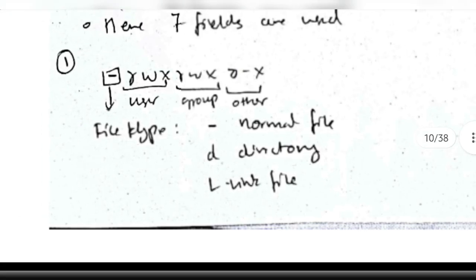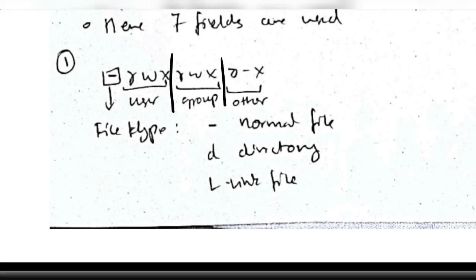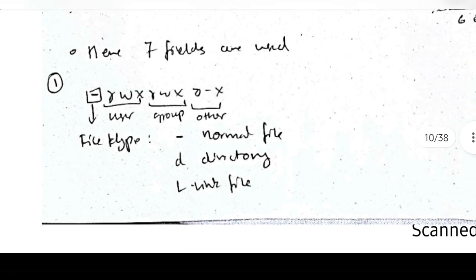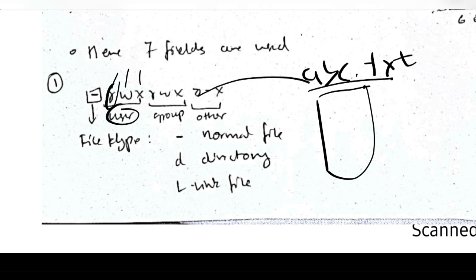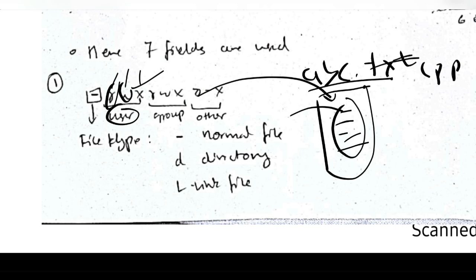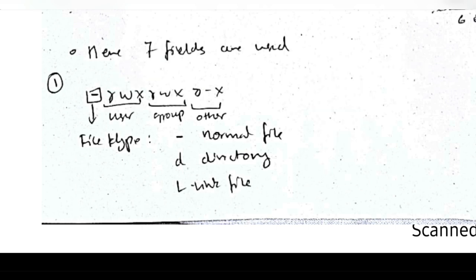Here you can divide this into 3 parts: user, group, other. User is also known as owner. So what is RWX? RWX means read, write and execute. So whichever file I have, like I have abc.txt, this is my file which is called abc.txt. What does the user have the permissions to do? He has the permissions to read the file, to write on the file, to execute the file. Suppose it's CPP, so you can execute the file also.